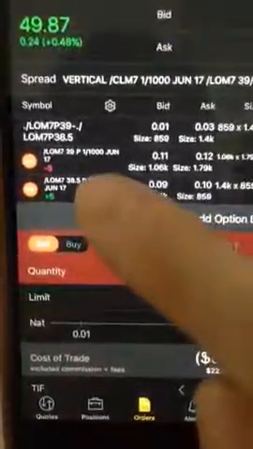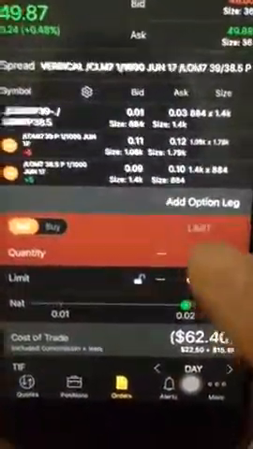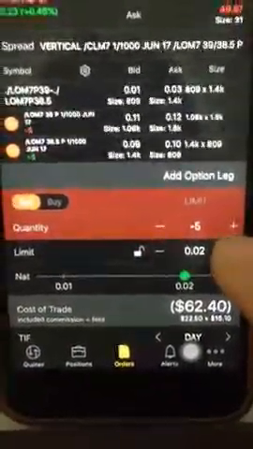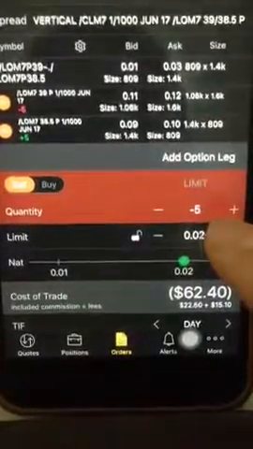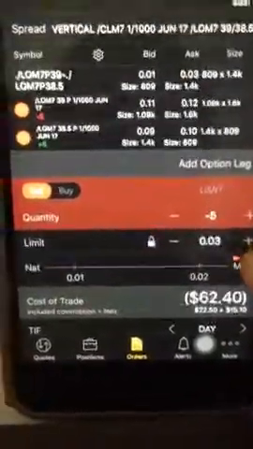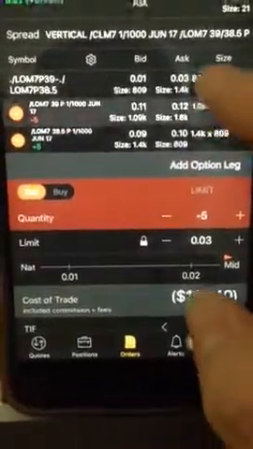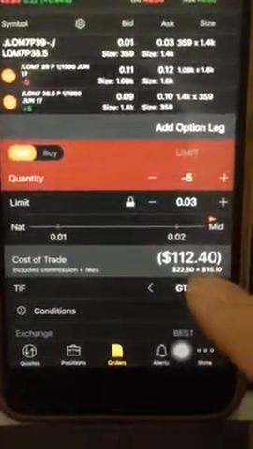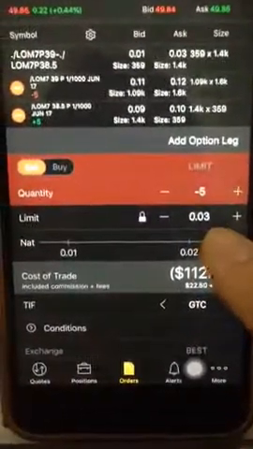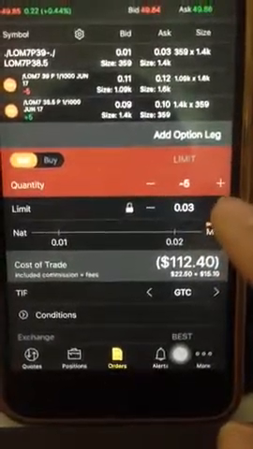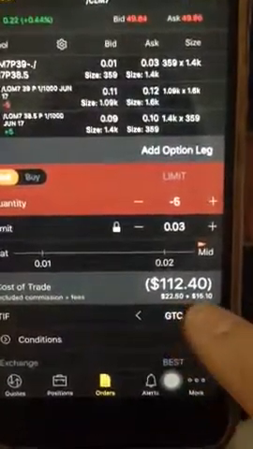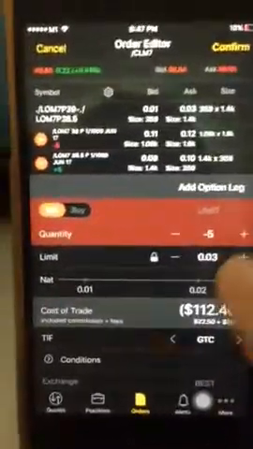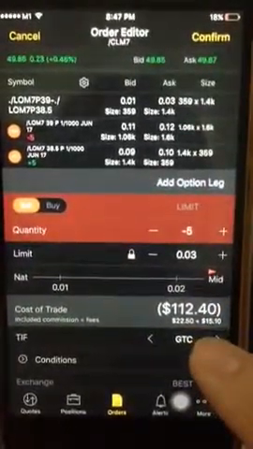Okay, 3 cents. Now we have 5 lots, so you can see over here we got 5 lots to close. Let's say for each lot you want a 3 cents difference between the two of them, so you can change to 3 cents. Over here, each lot at 3 cents is $30, then 5 lots is about $150. But I think this paper money commission is this much, so in the end we're only going to get this $112.40 by closing the whole thing after deduction of commission.